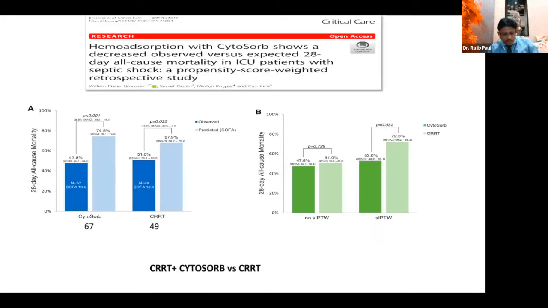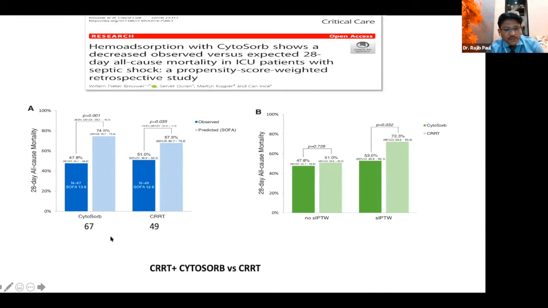Coming from the rat level to the human level, this is a retrospective investigator-initiated study, in which hemoadsorption with Cytosorb showed a decreased mortality, observed versus expected 28-day mortality, in ICU patients with septic shock. This is not COVID, but septic shock. This was published in 2019, in which two subgroups were there: Cytosorb with CRRT versus only CRRT.